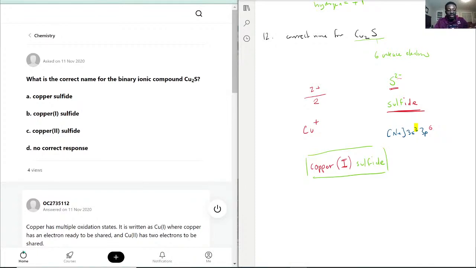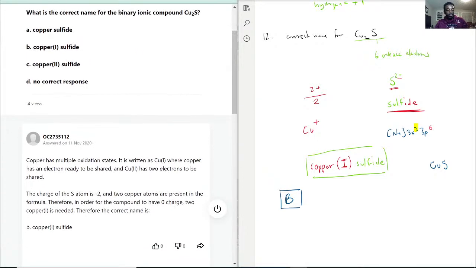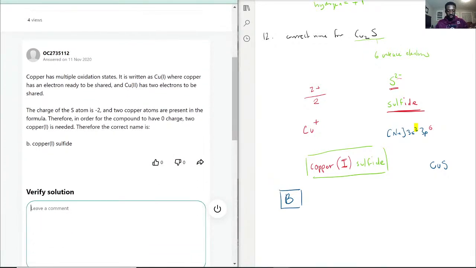B, we have that copper 1 sulfide. C, copper 2 sulfide. If you probably guessed it, if it was 2 electrons being given away, you'd actually end up with this, just CuS, because now you have the positive 2 and the negative 2 cancel each other out. So this is what copper 2 sulfide looks like. And D, there is a correct response, so that's not it. So the answer is still going to be B. So with that being said, let's see how we did. Yep, copper 1 sulfide. And we were able to show how we got there.